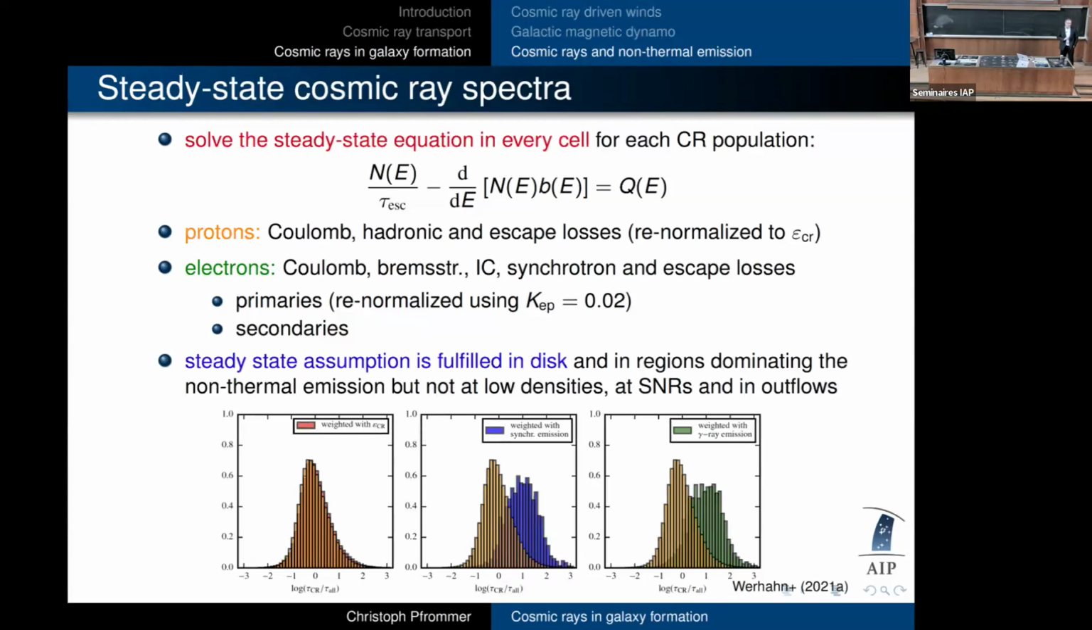is steady state good enough? And the answer is, it's basically good and bad at the same time. For half the cells, the time scale to reach steady state is fast enough compared to the time scale on which the cosmic ray energy density changes. So those are the cells rightwards of this. The other half, if you're in an outflow close to a supernova remnant, the cosmic ray energy density changes faster than the time you need to reach steady state. The good message is that if you weight these cells by the synchrotron emission or the gamma ray emission, most of the cells are in this regime where steady state is a justifiable assumption.